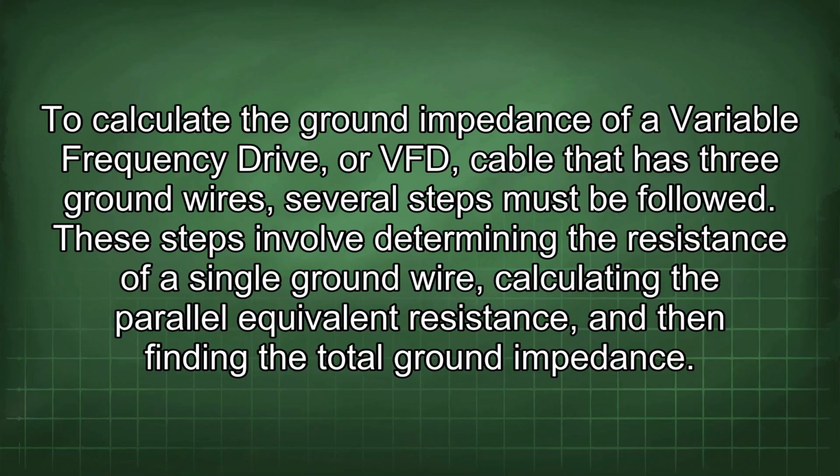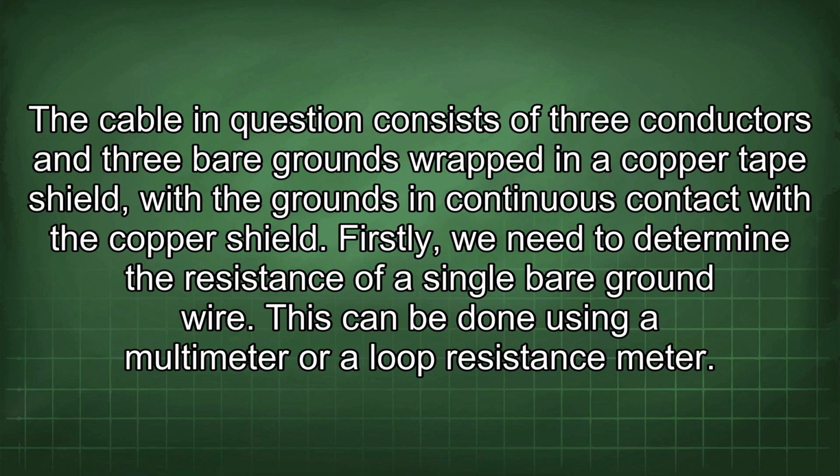To calculate the ground impedance of a variable frequency drive, or VFD, cable that has 3 ground wires, several steps must be followed. These steps involve determining the resistance of a single ground wire, calculating the parallel equivalent resistance, and then finding the total ground impedance. The cable in question consists of 3 conductors and 3 bare grounds wrapped in a copper tape shield, with the grounds in continuous contact with the copper shield.